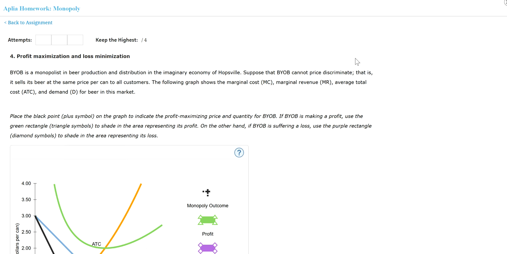Hey guys, this is number four in your Monopoly chapter. So, profit maximization and loss minimization. BYOB is a monopolist in beer production and distribution in the imaginary economy of Hobsville. Suppose that BYOB cannot price discriminate, that is, it sells its beer at the same price per can to all customers. The following graph shows the marginal cost, marginal revenue, average total cost, and demand for beers in this market.